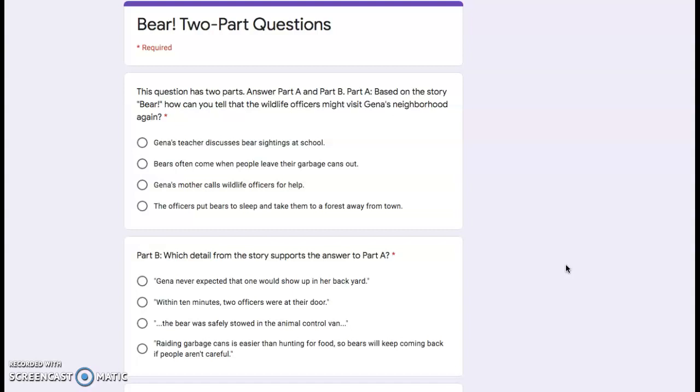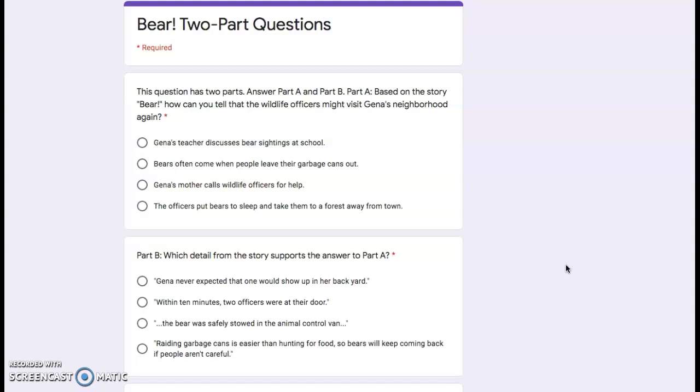After the bear was safely stowed in the animal control van, one of the officers thanked Gina and her mother for their call. "Be sure to tell your neighbors to put their garbage in a place where bears can't reach it," he said. "Bears can smell food from a long distance. Raiding garbage cans is easier than hunting for food, so bears will keep coming back if people aren't careful." "I promised to tell my whole class about it on Monday."